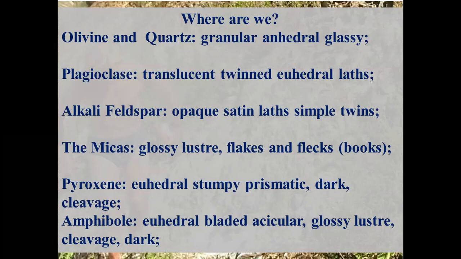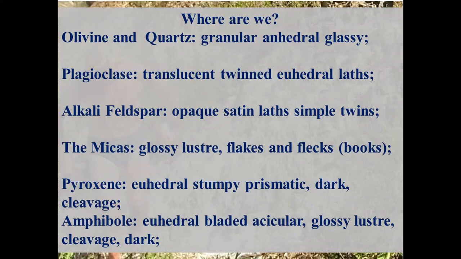And I mentioned just a moment ago that the characteristic way to identify pyroxenes is these euhedral, stumpy, prismatic crystals, generally dark, unless you happen to be diopside, in which case you're that nice bright green. But they all have cleavage, 90 degrees if you have a basal section.